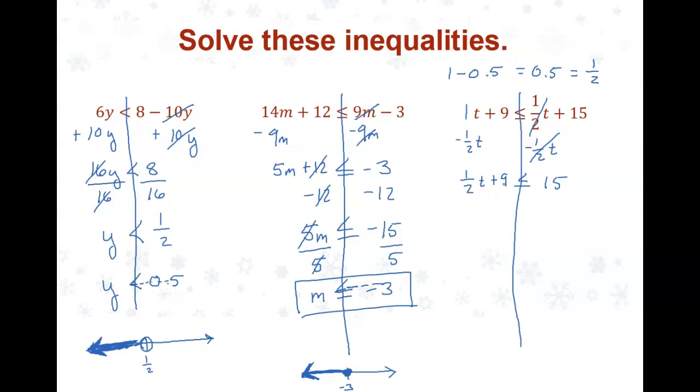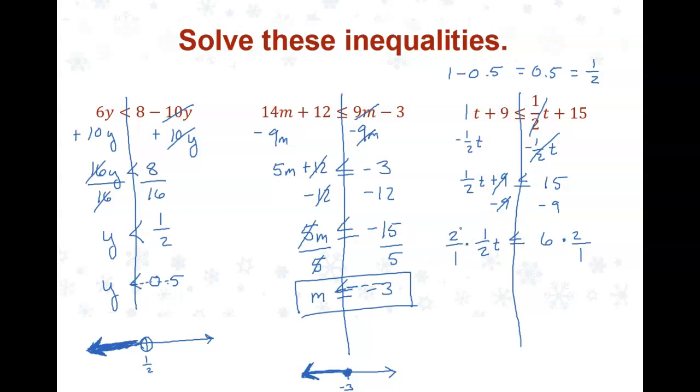Let's see, we have an add 9. That's going to be the furthest away term, so I'm going to subtract 9 from both sides. Those cancel, and I get 1/2 t is less than or equal to 6. To get rid of this 1/2, we have a couple of different methods, but I'll remind you about this reciprocal thing we do. Flip the fraction upside down and multiply. Do that to both sides.